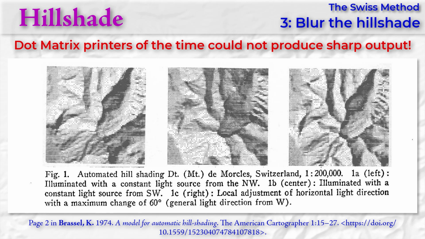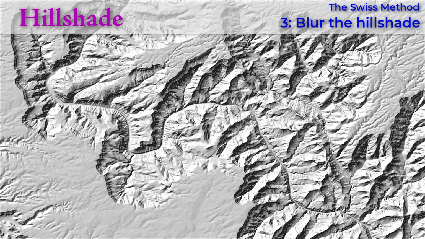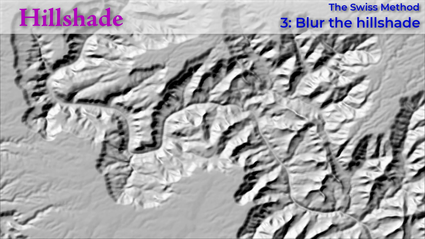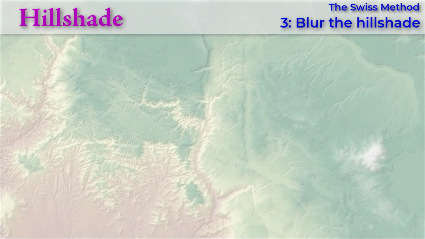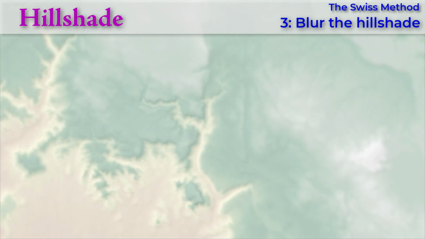So Brassel recommended that the printed hillshades be actually photographed and manually blurred in order to get rid of that dot pattern. So if you choose to blur your hillshades, make sure it's because you like the effect. Don't do it just because it's always been done, because the original reasons really don't apply today. I personally lean toward sharp and crisp hillshades like you see in my video backgrounds, where others prefer to blur them a bit. Fortunately, you have the artistic license to use whatever method you like.